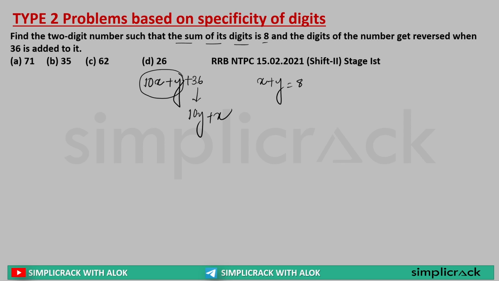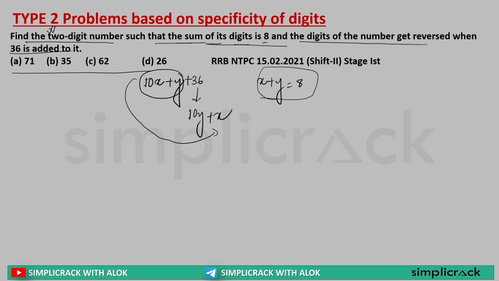Tell me first. Yes or no? Are you getting this point or not? Yes. Now understand this. If I go through all these conceptual things and solve everything, it will take a lot of time. But I need to be more tricky and quicker. How? It says find the 2-digit number such that the sum of the digits is 8 and the digits get reversed when 36 is added to it. So the answer is a 2-digit number, my original number.